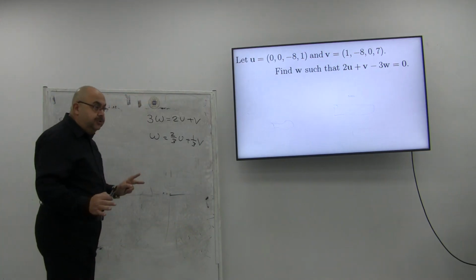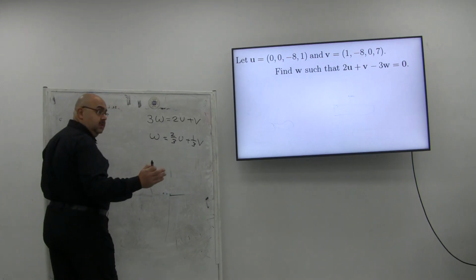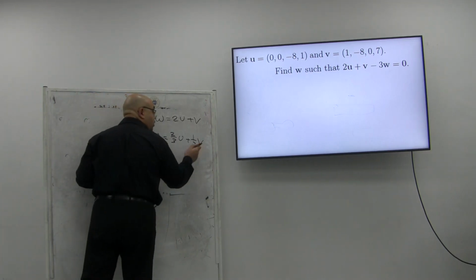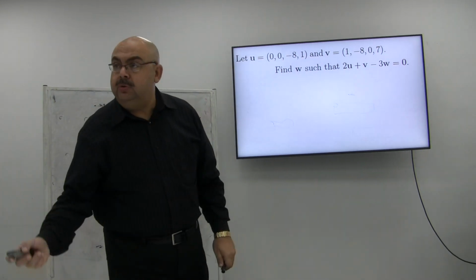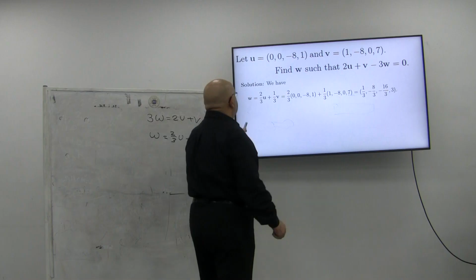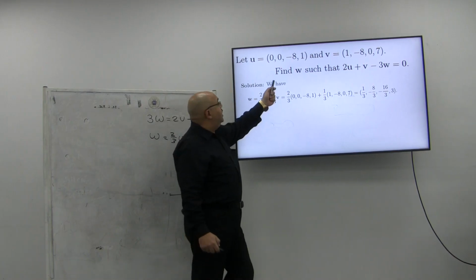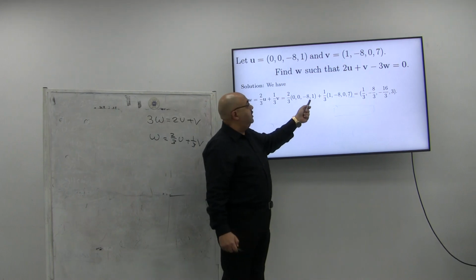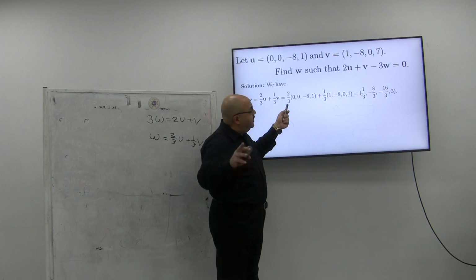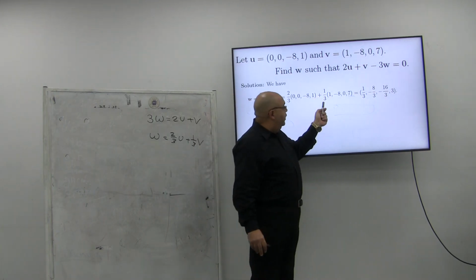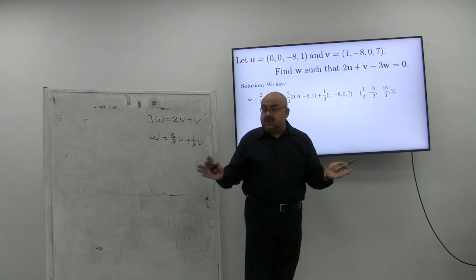So all I have to do is to multiply the coordinates of the U vector by 2/3, plus adding 1/3 of the coordinates of V. This is what I'm going to do. Okay, Ms. Judy? So this is 2/3 times U plus 1/3 times V. I've taken U, which is 0, 0, negative 8, and 1, multiplying all the coordinates by 2/3, then I will add 1/3 of the coordinates of V, which is 1, negative 8, 0, and 7, which is very, very simple.